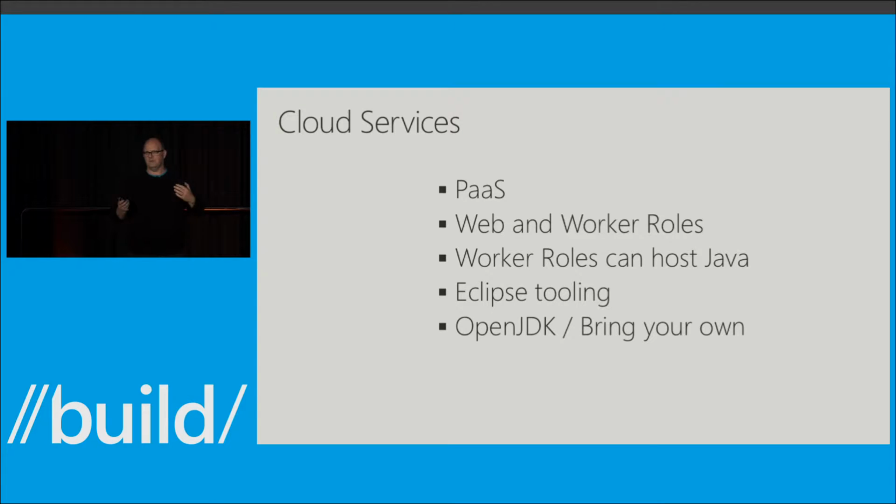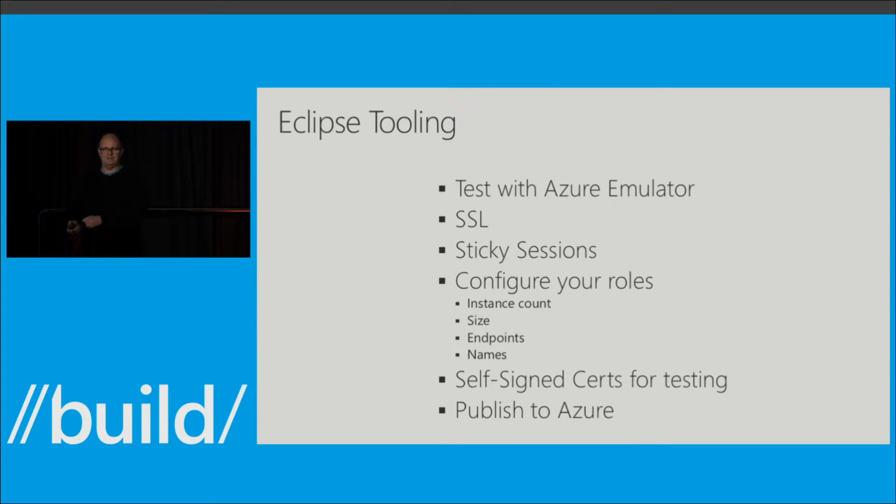So in this case, when we're working with Java on PaaS, you generally want to work with a worker role. You want to have a PaaS worker role, and the reason why you do that is because you want to have Tomcat as your app server. So the Tomcat's going to interact with the web instead of IIS on the front end. Worker roles, as I mentioned, can host Java. And we have Eclipse tooling that allows you to work with testing and deploying apps straight from Eclipse into Windows Azure. And of course, we have OpenJDK, or you can bring your own JDK as well through VM or PaaS.